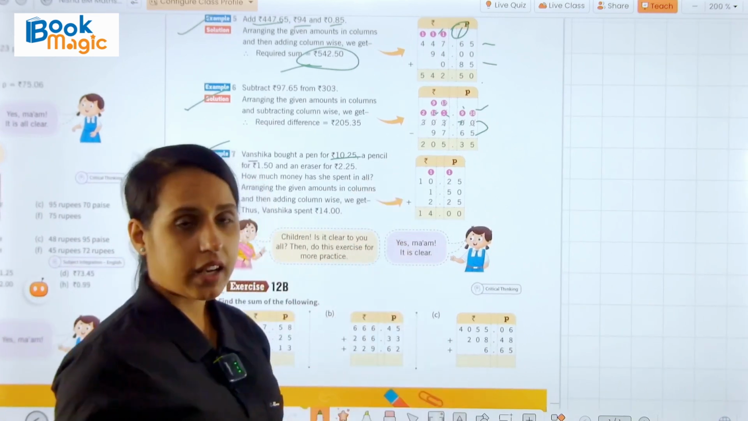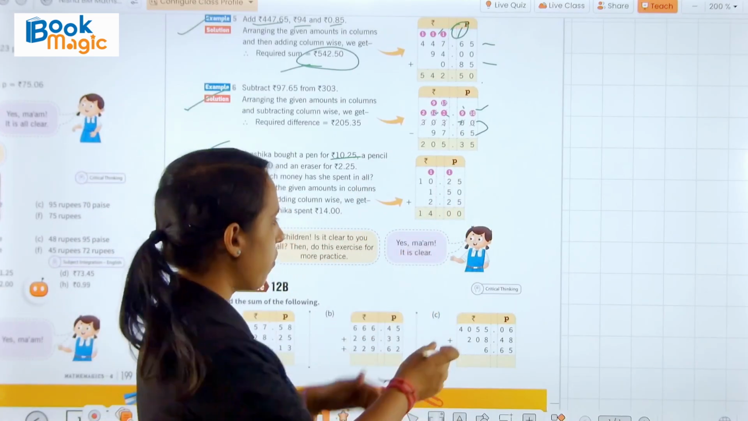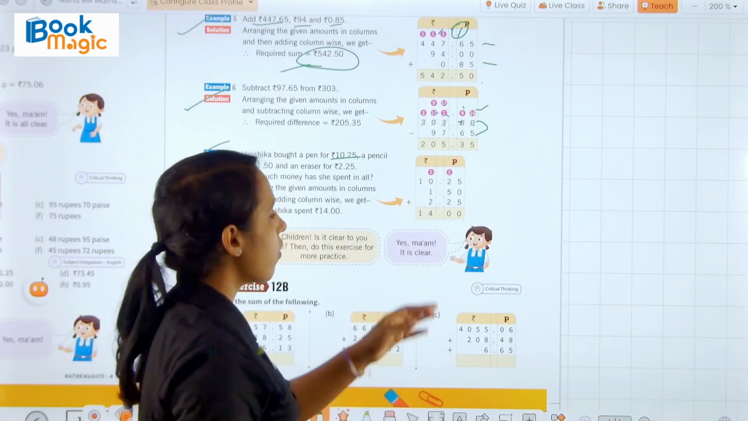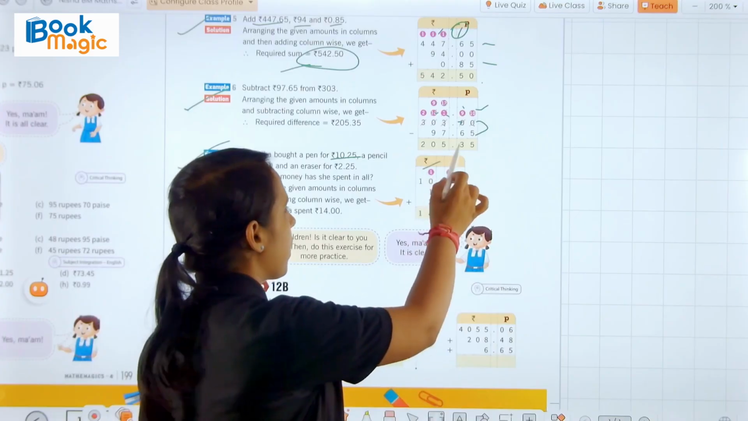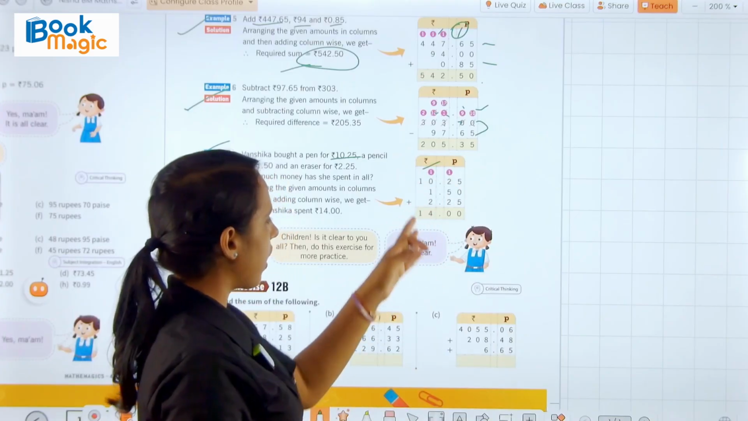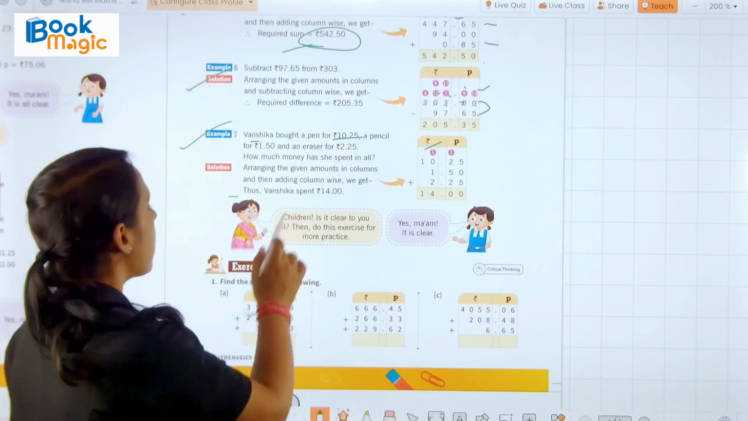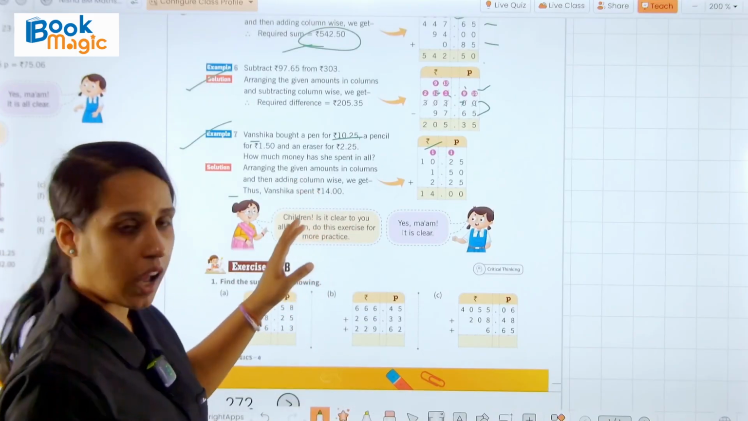So for that we will add the amount. So after arranging in the column, we can add 5 and 5 will be 10. 1 carry over here, 1 and 2 is 3, 3, 5, 8, 8 to 10. 1 will be here, 1, 1, 2, 2, 2, 4 and 1 is here. So we get here 14 rupees. So we can say Vanshika spent 14 rupees on these items.